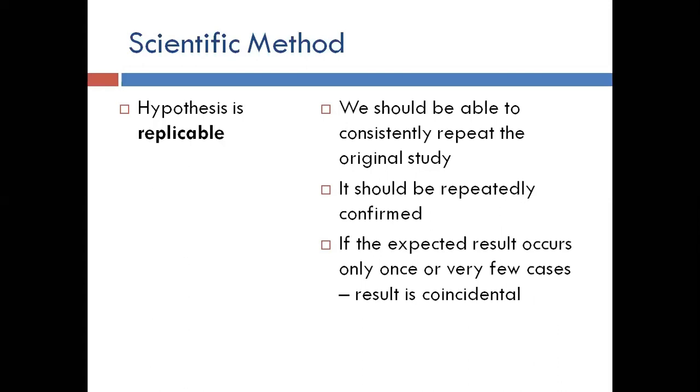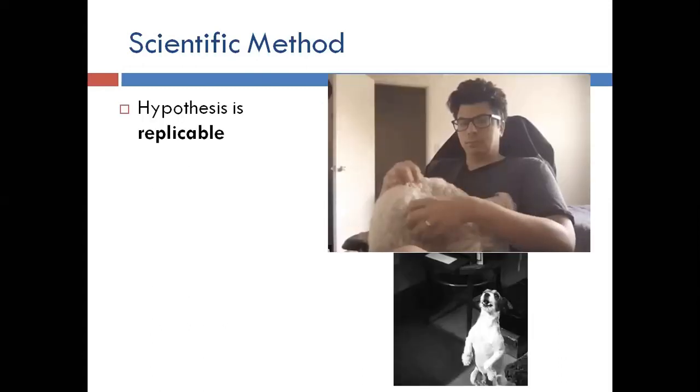somebody else, the study must come up with all those details. Somebody else should be able to repeat the original study. And it should be repeatedly confirmed that this drug or this vaccine can cure or prevent COVID-19. First thing is that it must be repeatedly confirmed before it comes to the market. Second, even after it comes to the market, it may have to be repeatedly confirmed. The entire treatment process must be replicable. The original study must be replicable. If the expected results occur only once, or if the expected cure happens to one or few individuals, the result is coincidental.